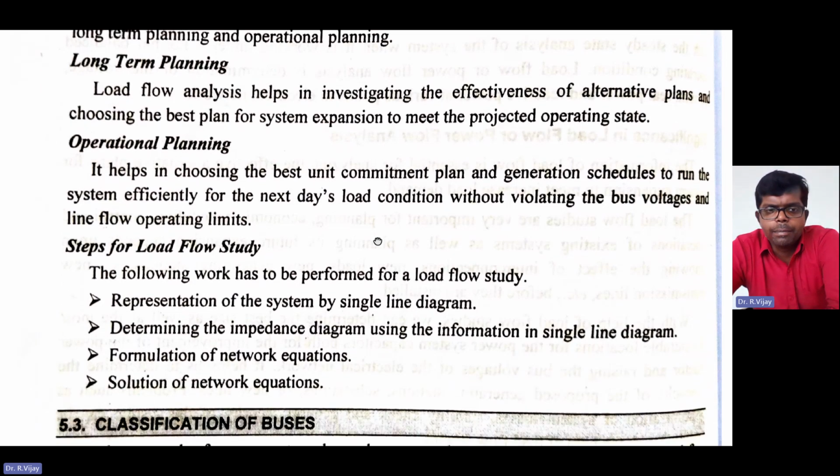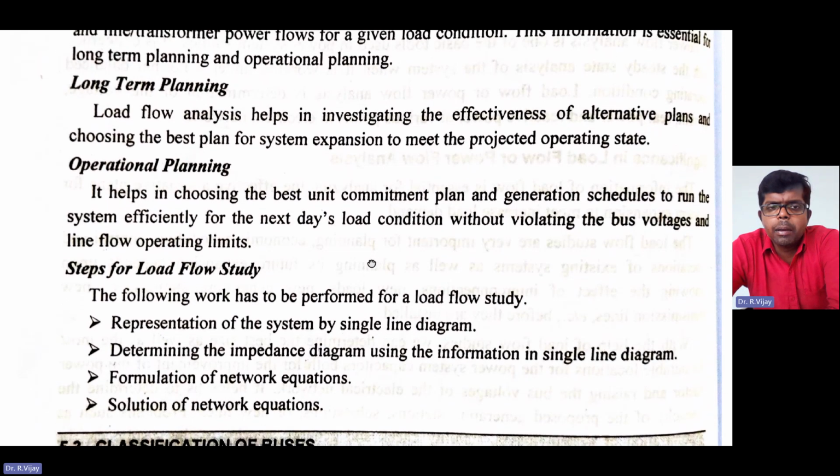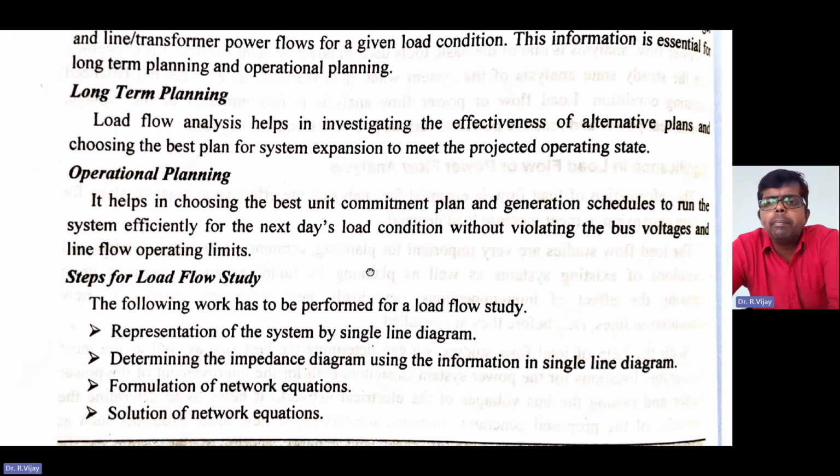Next is operational planning. Operational planning is nothing but it helps in choosing the best unit commitment plan. What is meant by unit commitment? Unit commitment is nothing but committing the generating units as per the demand, and also with the losses. So, say for example, you have 40 generating units in your hand, and this is the load. The best generating units you need to commit, that is, the least cost generating units you should commit, so that you can meet the demand.